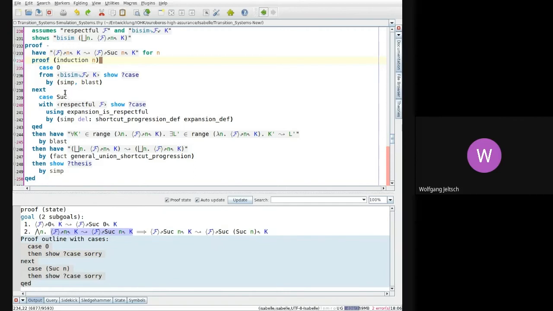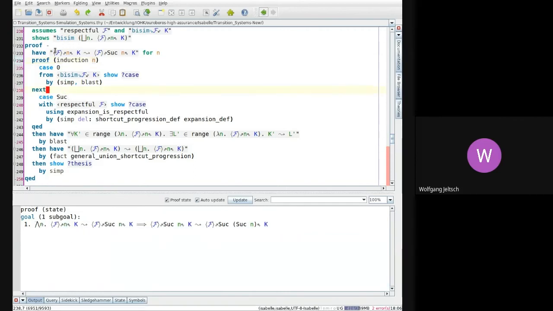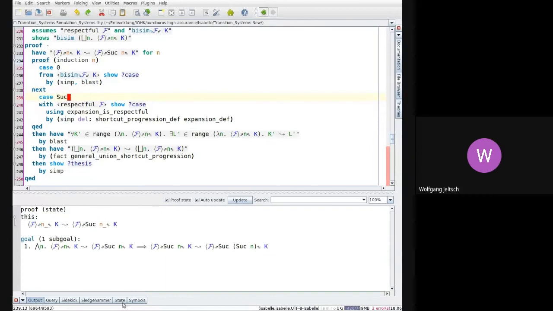When we say, so here we have proved the zero case, we still have to prove the successor case. And after the case successor, we have this. So the n is fixed. It's now called n underscore because n is already the outer n. So we have this premise as a fact here. And what we have to prove is just this conclusion here.